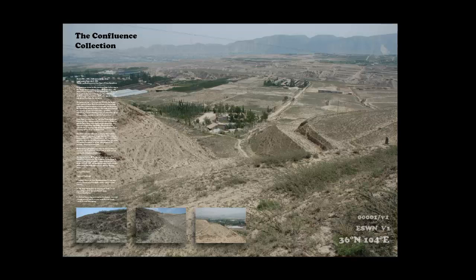The 00001 in the bottom right here shows the number of the picture in the collection, with the V1 to the right of that signifying that this is version 1. The east, south, west, north in the bottom right will show, for example, that the main picture is east, with the smaller three pictures used being south, west and north in that order.